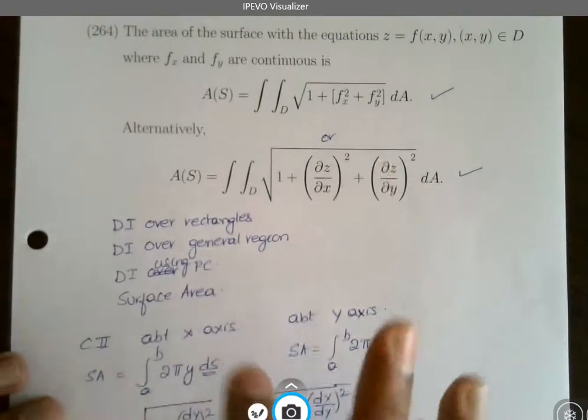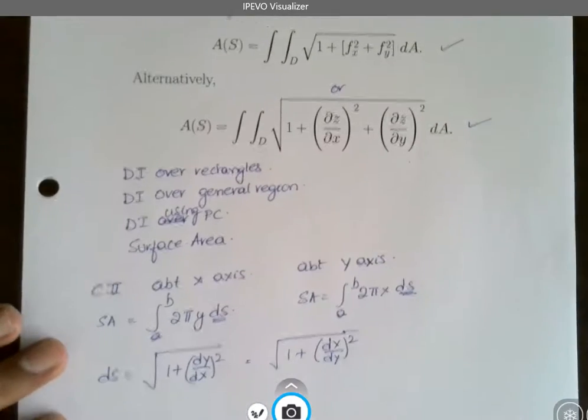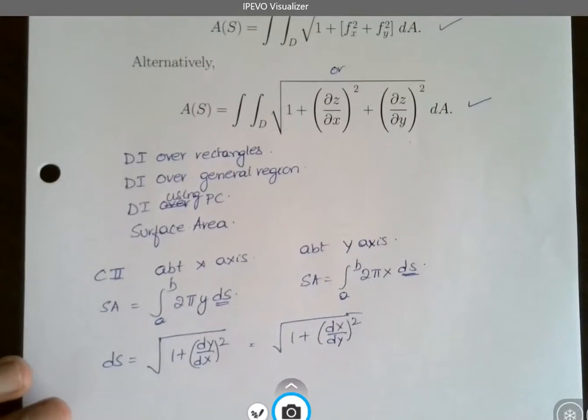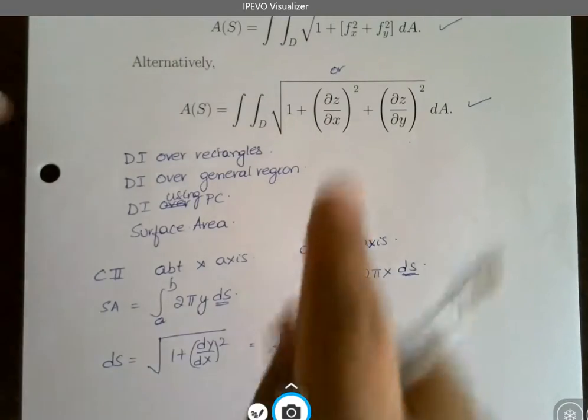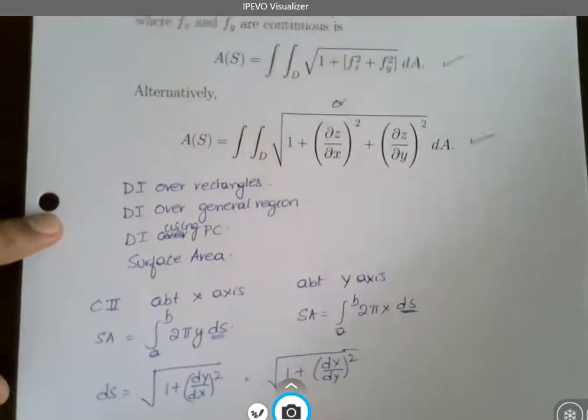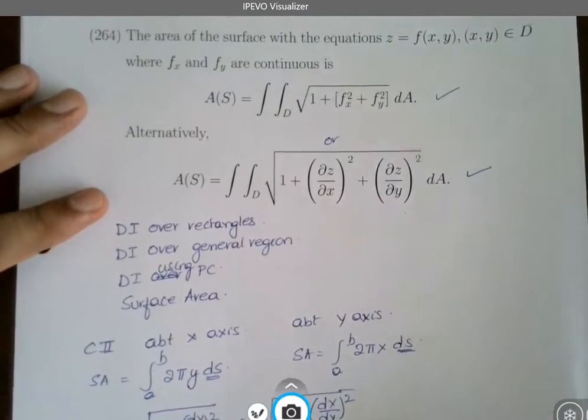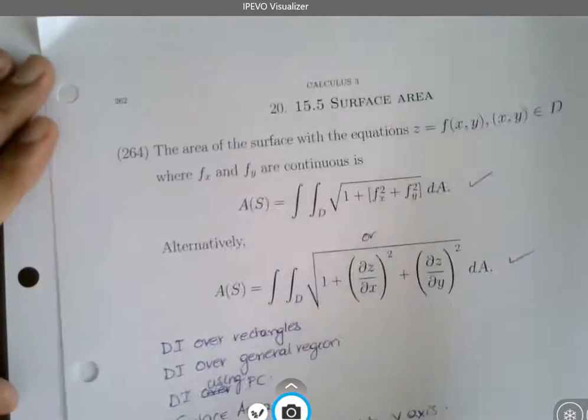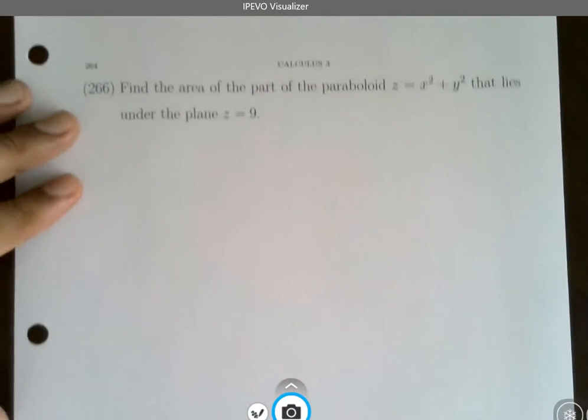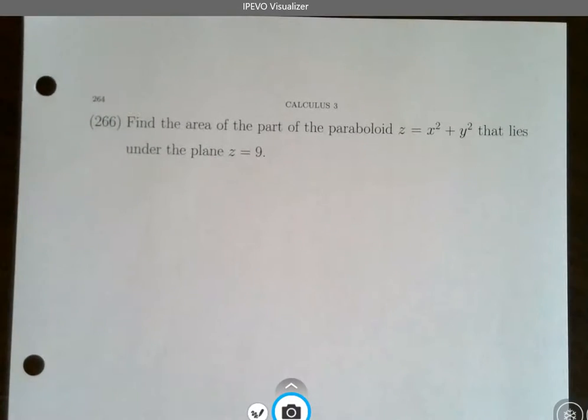Okay, it depends on how the function was defined. So surface area in Calc 3 looks a little bit similar to the surface area of a surface of revolution in Calc 2, but not a lot. I cannot give you the same argument to prove this formula. However, we will memorize this formula and go from there. Okay, let's look at an example problem here.